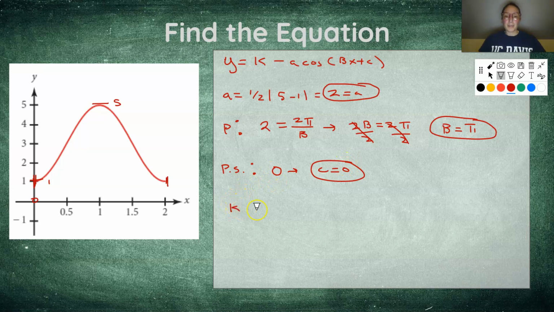And then k, what is going on with the k? So where is the midline of this graph? The midline of this graph is here at 3. So in order to visualize this better, let's draw the positive cosine graph, and then we can look at whether this thing was shifted up, and if so, how much. Right, so this is the midline here, so I would be starting at 5.